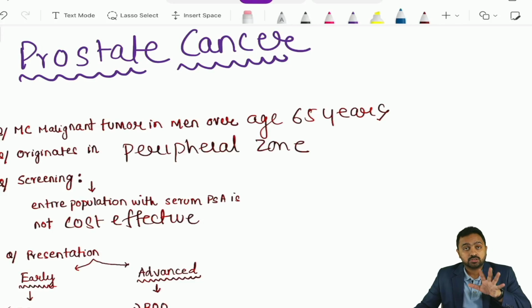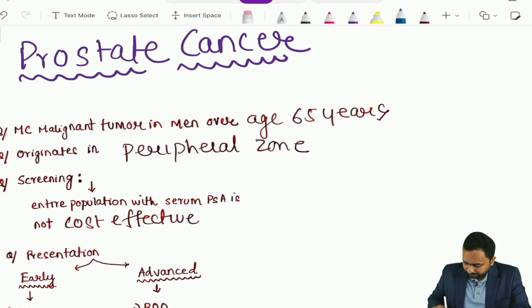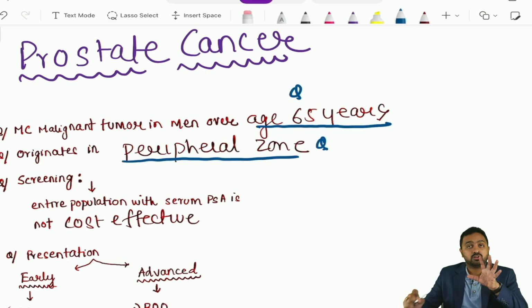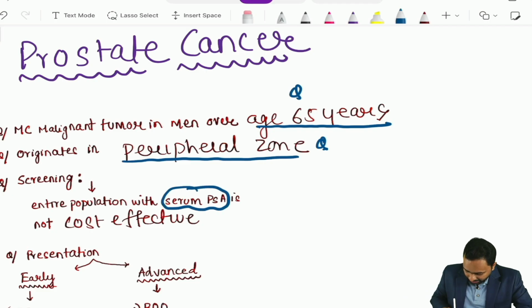Prostate cancer is the most common malignant tumor in men over age 65 years. It originates in the peripheral zone. Now, regarding screening, I want you all to remember that the current guidelines or consensus find that screening the entire population with serum PSA is actually not a cost-effective measure.